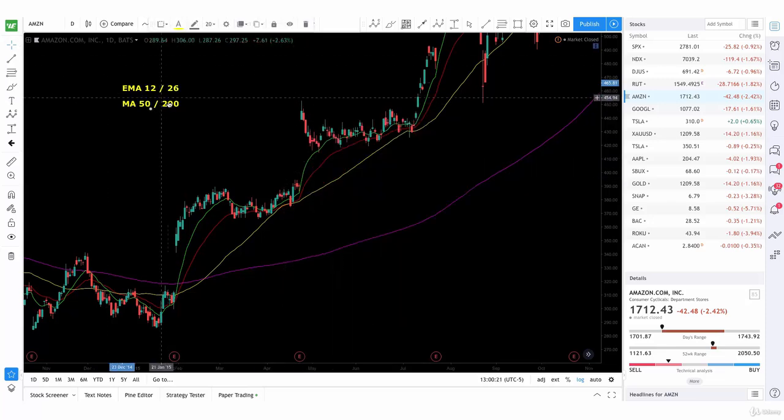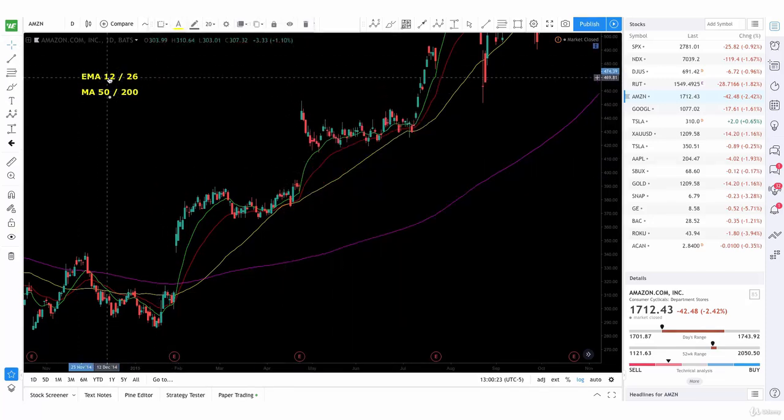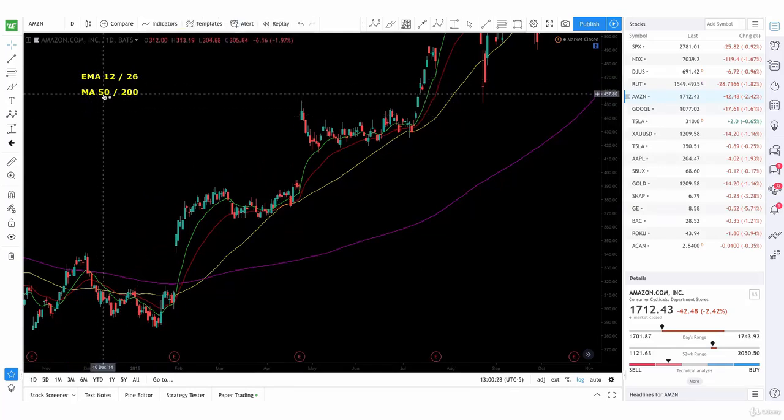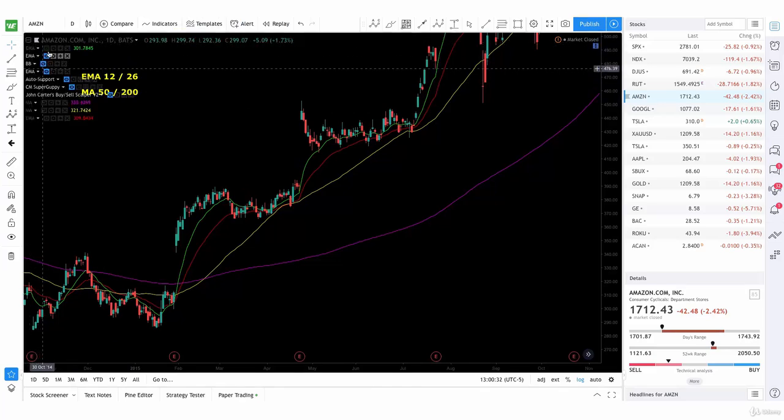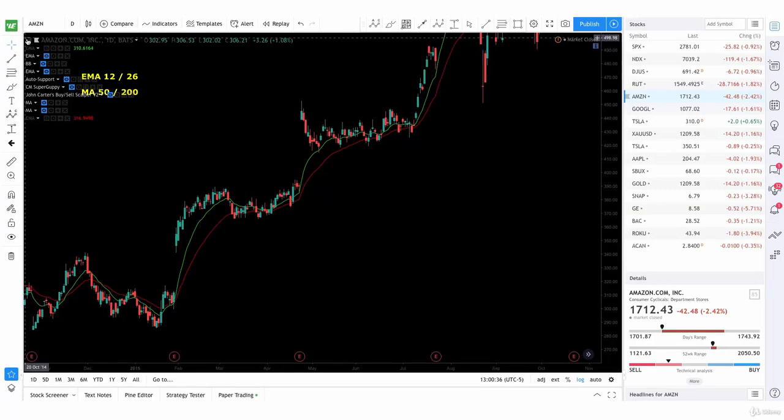Now, I've got them plotted down here for some of the most used ones. I'm going to write it down here. For the exponential ones, we've got the 12 and the 26. And for the simple ones, we've got the 50 and 200. So let's start with the EMAs. I'm going to take the other two out so it's a little cleaner.